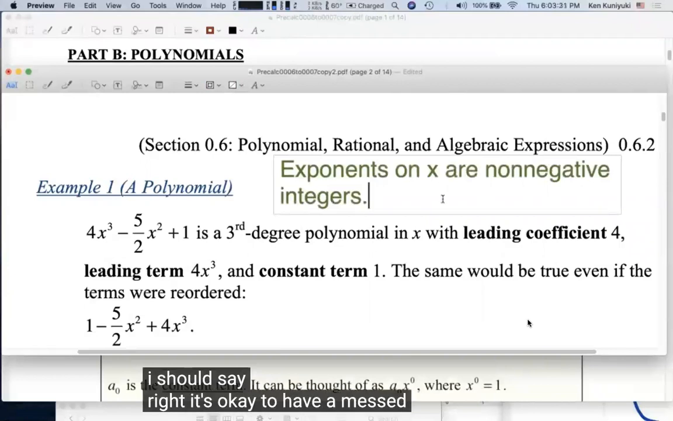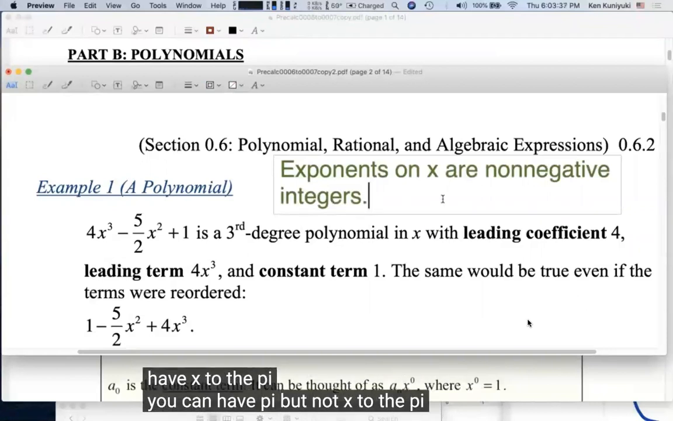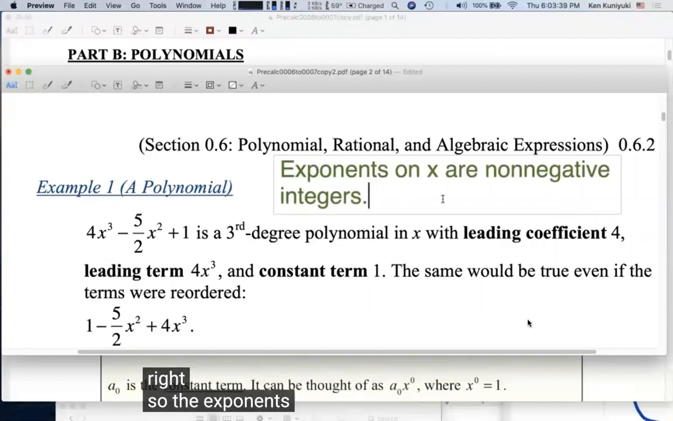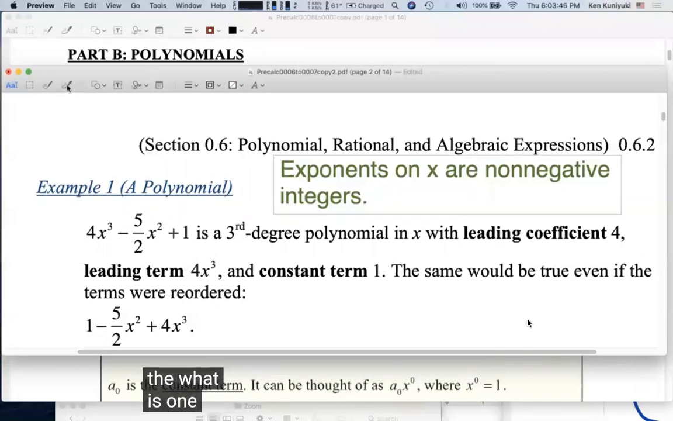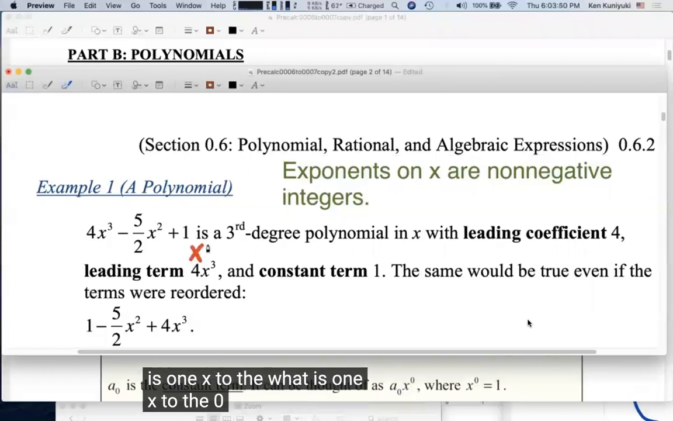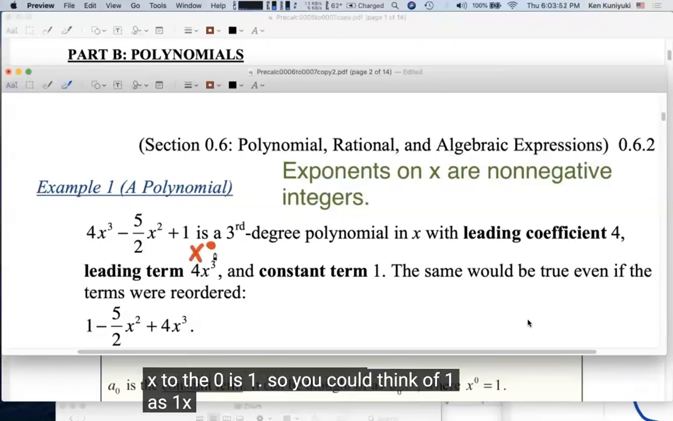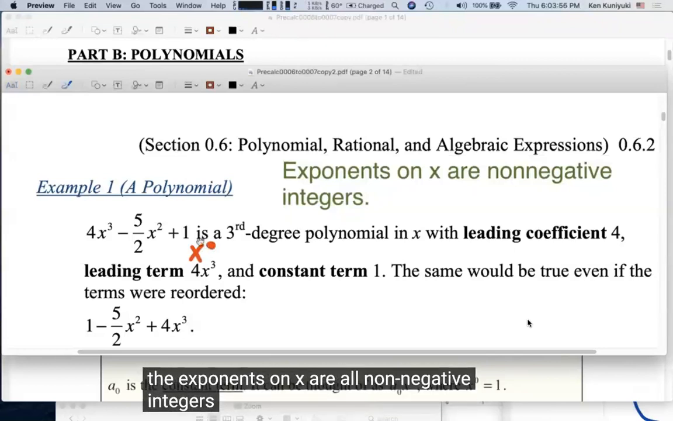It's okay to have a messed up number like pi, all right? But you cannot have x to the pi. You can have pi, but not x to the pi. All right, so the exponents on x, the 3, the 2, there's actually a power of x here. X to the what is 1? X to the 0 is 1. So you could think of 1 as 1x to the 0. The exponents on x are all non-negative integers.